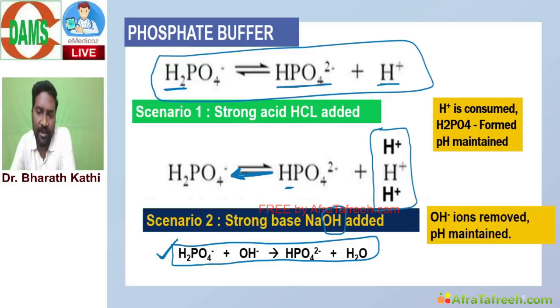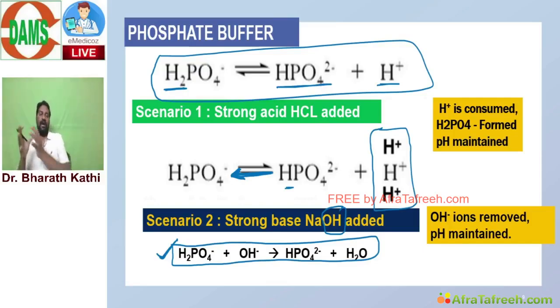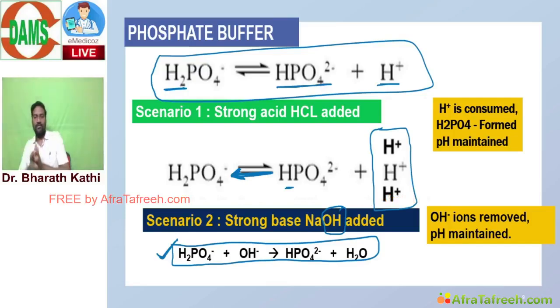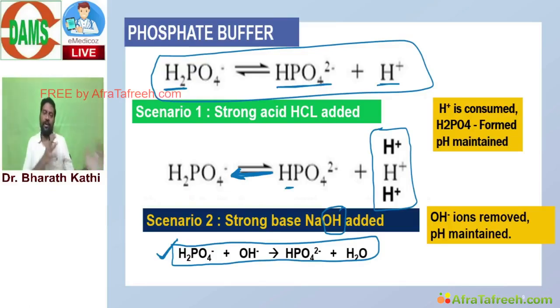If OH minus ions are in excess in the body, they will go and bind with H plus. It will reduce the H plus in the body and can result in alkalosis. Now this OH minus should be removed so that pH does not change in the body. H2PO4 reacts with OH minus, forming HPO4 2 minus and H2O. Because OH ions are removed, pH is maintained. In simple words, when an acid is added, it is consuming H plus so that pH will not change. When a base is added also, this will consume OH minus so that pH is maintained.